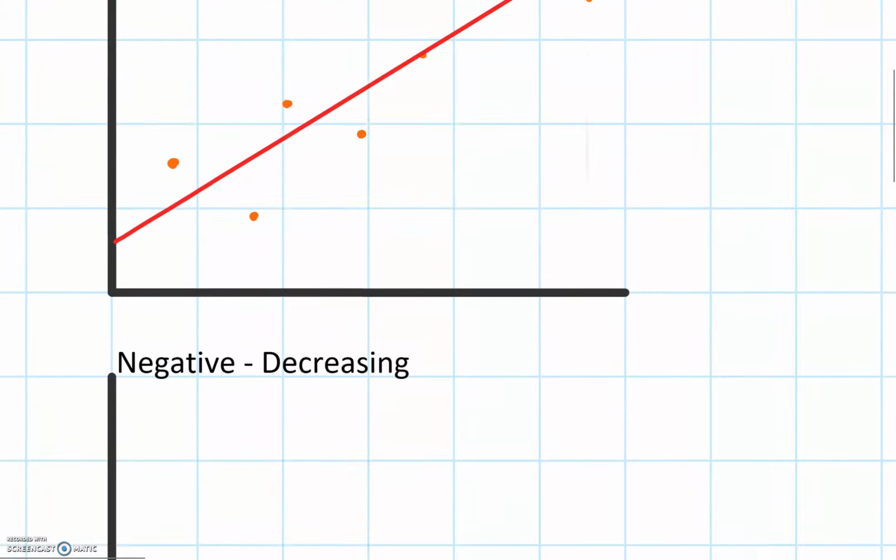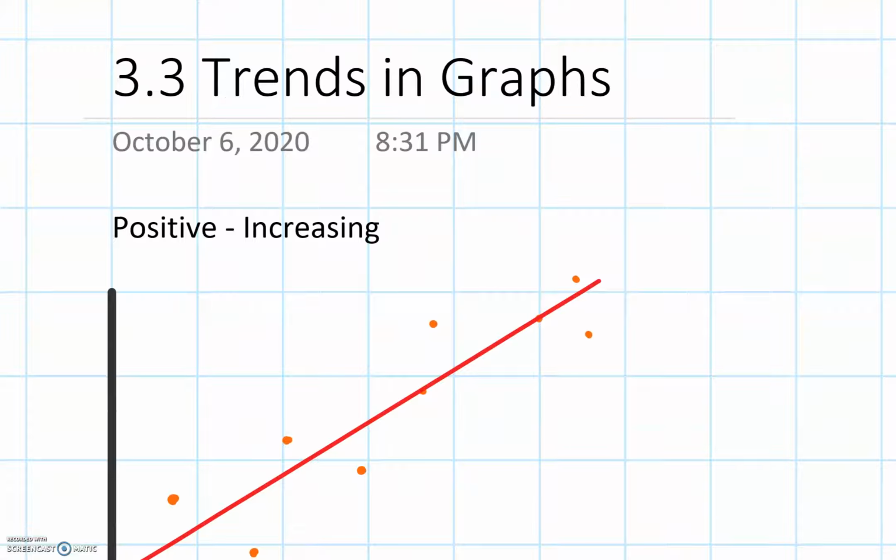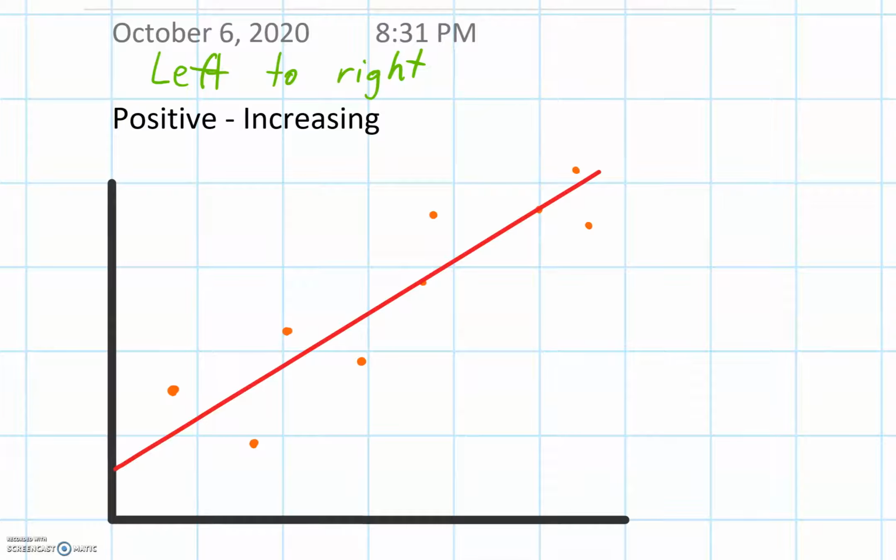Down here, we're going to have negative. So if you always think, when you're thinking about trends, think left to right. So if you're reading left to right, like you do in English, like we start with P for positive and then with the E. So left to right. If we do that for a graph, it's the same way. So if we go left to right, does it go up or does it go down? Well, it goes up, so it's increasing.